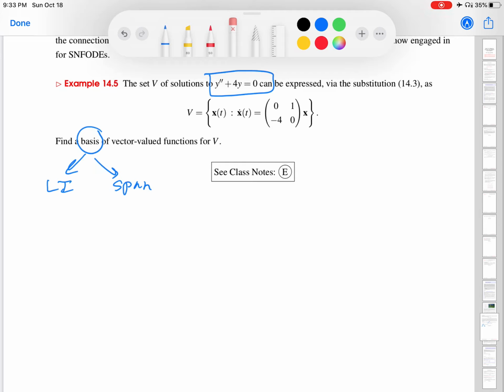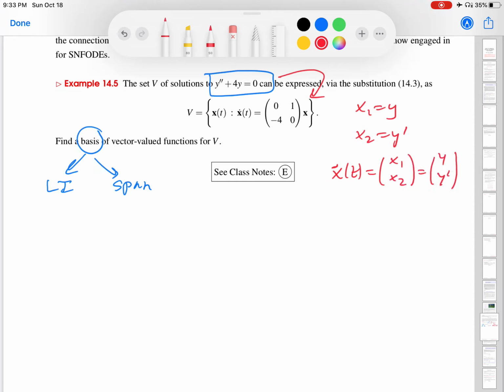Okay, and then I'm going to write down the connection that we've been using between the ODE and the system, right? We know that x1 is y and x2 is y prime, and that the vector valued function x is x1, x2, which in this case is y, y prime. Okay, so first of all, let's talk about y double prime plus 4y equals 0.